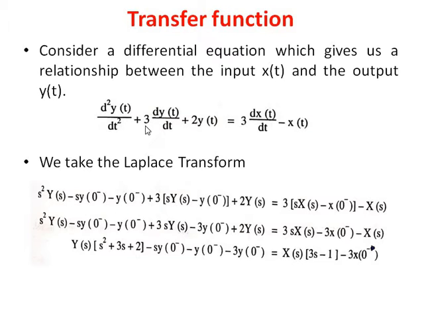Now we convert the 3 dy by dt in Laplace, it becomes 3. Here only one time s, so we get 2 terms. So dy by dt becomes sY(s) minus y(0), where y(0) is the initial condition, plus 2y(t) becomes 2Y(s). Same as dx by dt equal to sX(s) minus x(0), and the multiplying factor 3 remains as it is, minus x(t) becomes minus X(s).